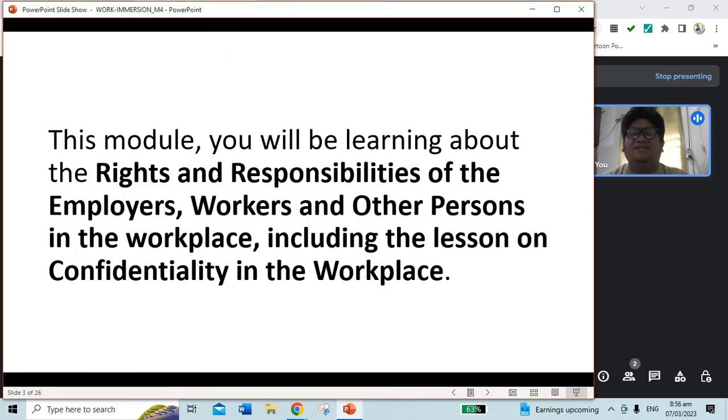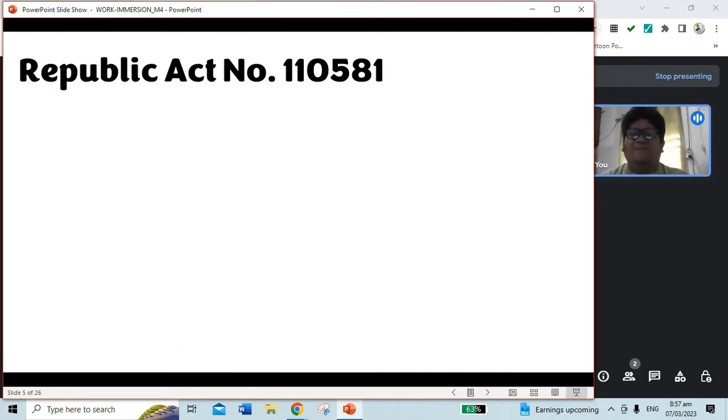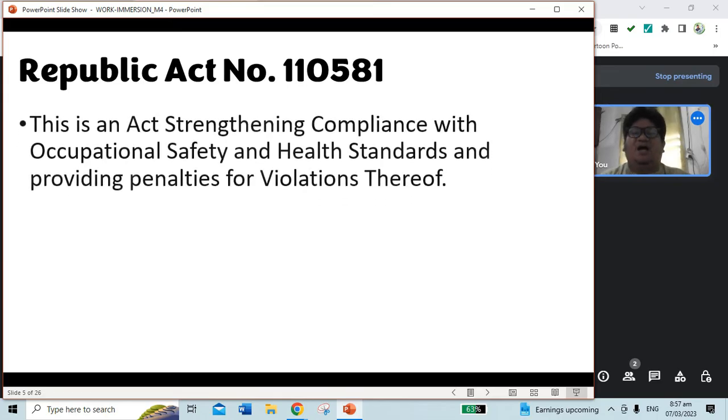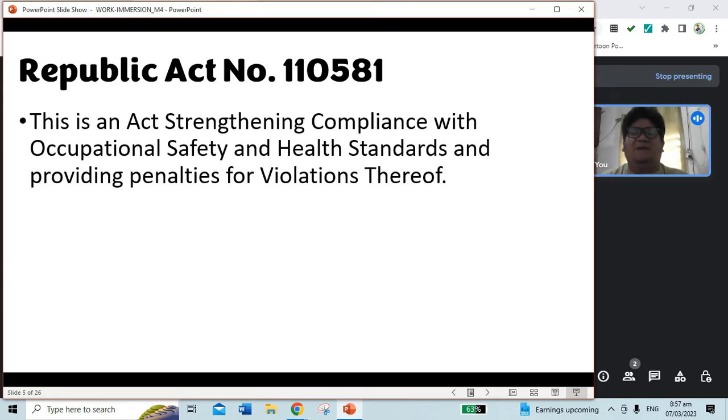Alright, let us move on. So this module, you will be learning about the rights and responsibilities of the employers, the workers, and other persons in the workplace, including the lesson on confidentiality in the workplace. Alam niyo ba Republic Act number 11058? This is an act strengthening compliance with occupational safety and health standards and providing penalties for violations.